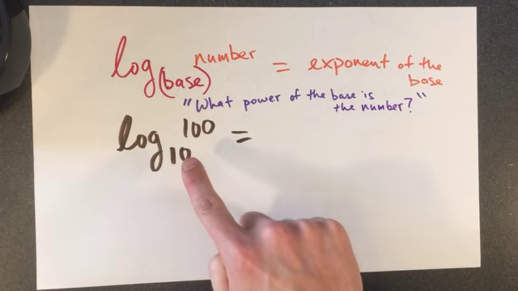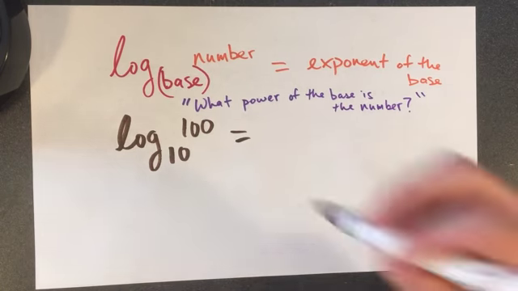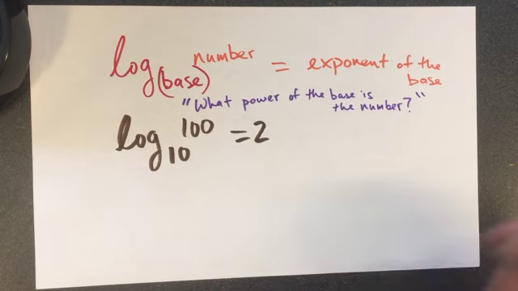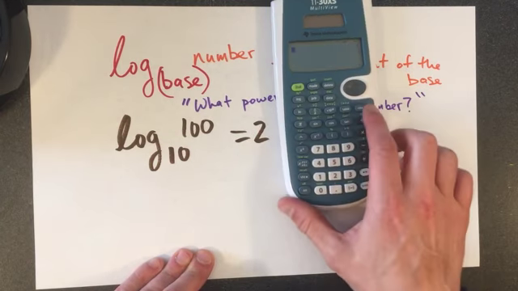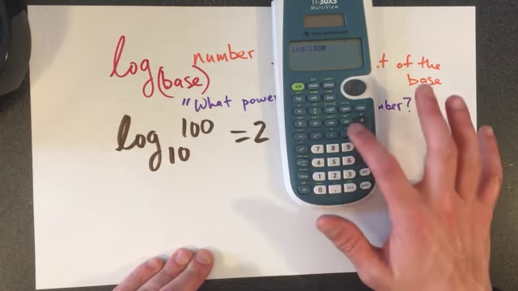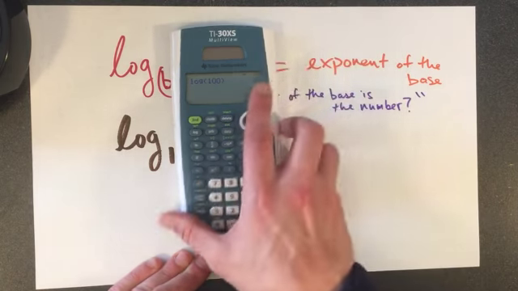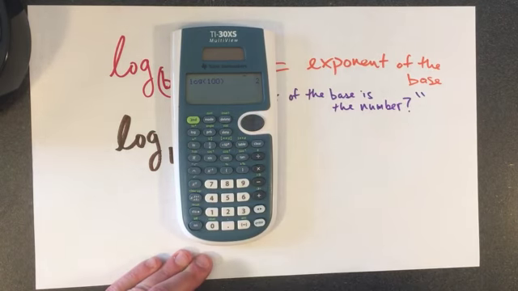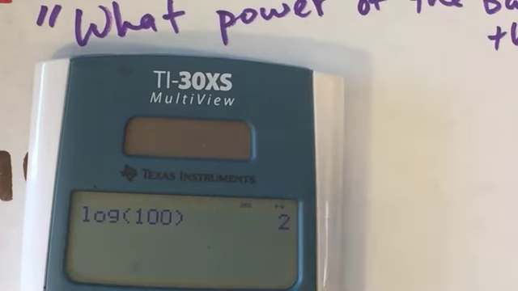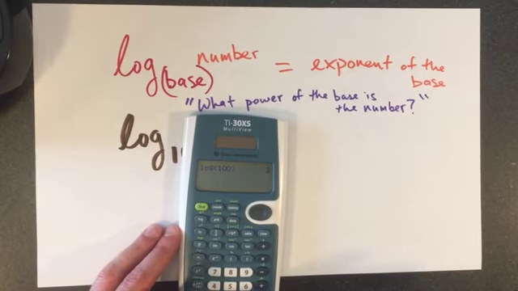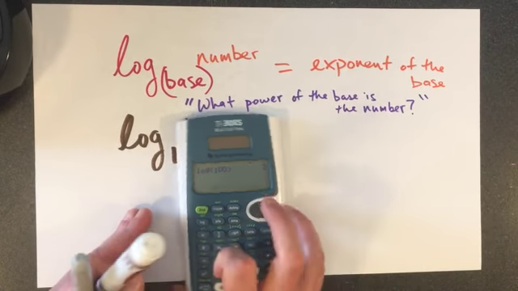Let's put that in now. So what power of 10 is 100? Well, we know the answer is 2. And of course, don't trust me ever in terms of math. You can always verify what I say mathematically. I can probably zoom in there a little bit. You can see that that is in fact 2. Okay. There we go. So that's how that works.